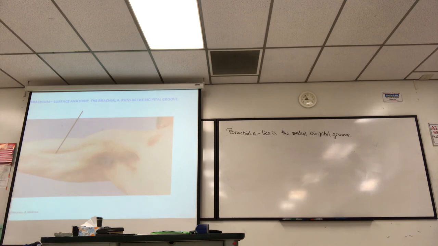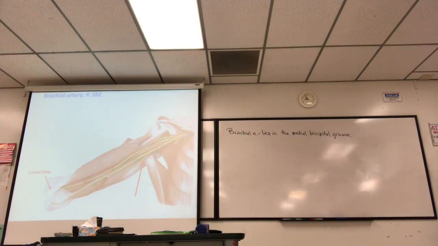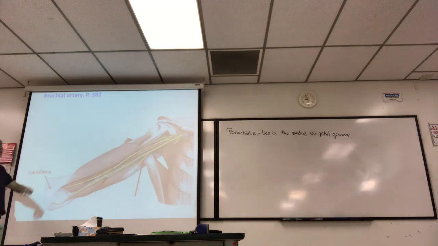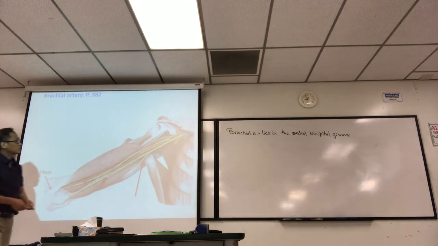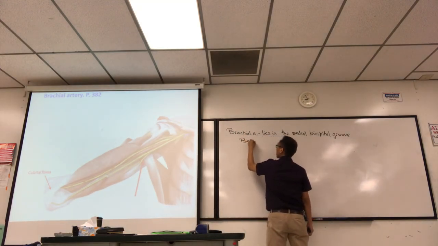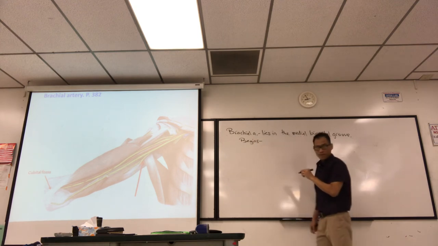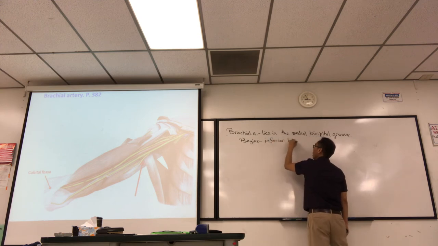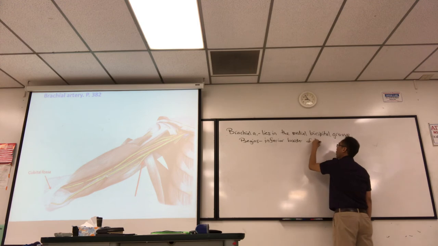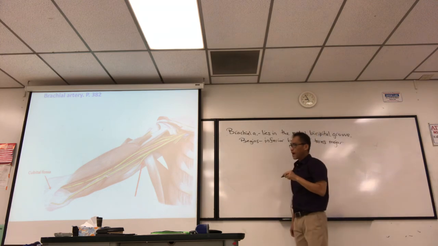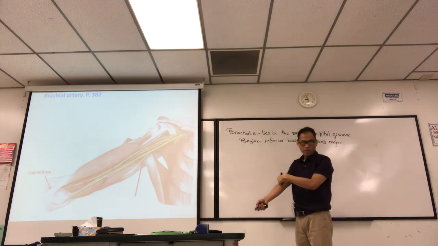So if you dissect away the skin and the fascia, you can see the brachial artery. And there's a median nerve that runs with it. Where it begins and ends: it begins where the axillary artery ends, at the inferior border of teres major. And it ends about an inch past the cubital fossa, the front of your elbow.